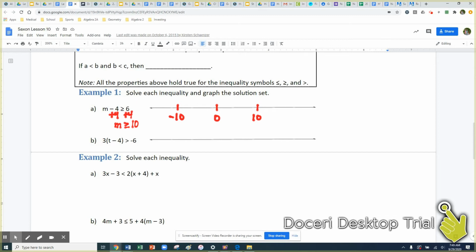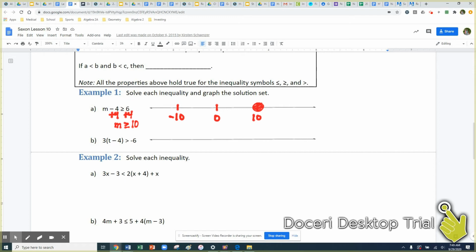Now we got to look at the solutions. So first I have a greater than or equal to, so I'm going to go right to 10. I'm going to put my closed dot, to show that 10 is also a solution. M is greater than or equal to 10. So 10 is one of my solutions. But then what would be another solution for m besides 10, if I have to be greater than or equal to 10? Who can give me another number that would be a solution? Number greater than 10.